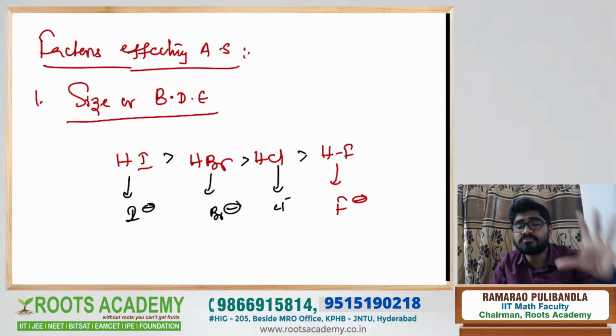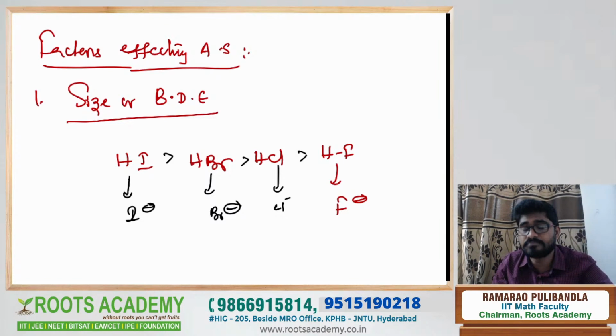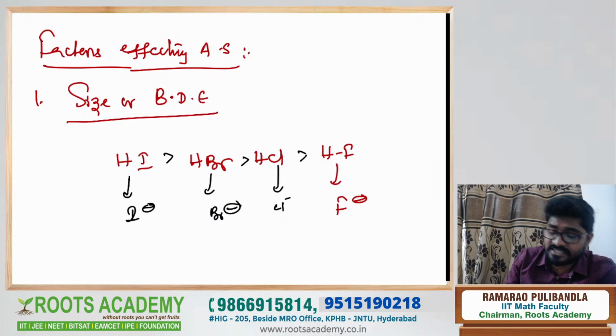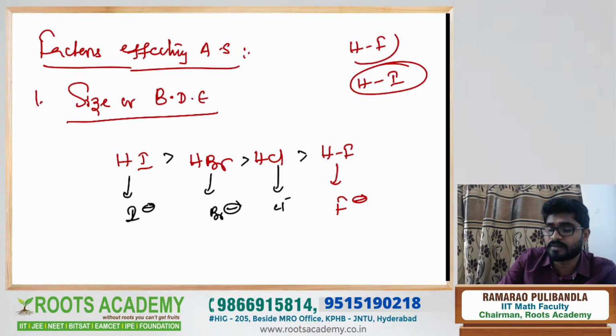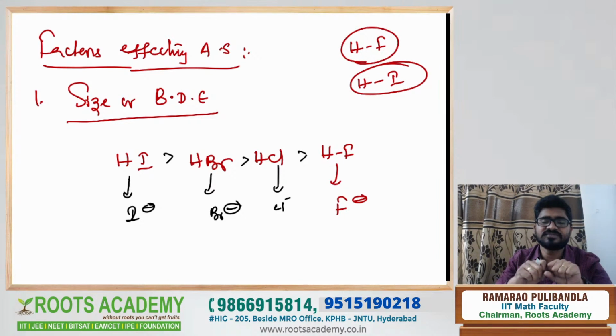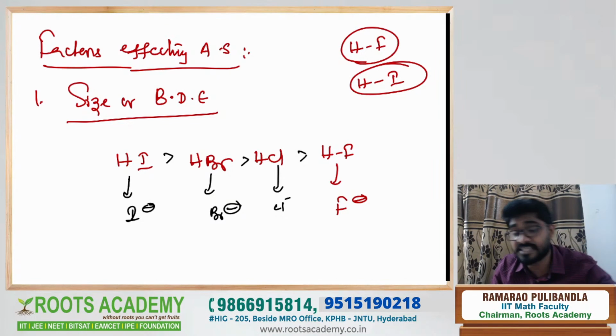When the size is more, that will become less acidic. Sorry, size variation is more. How to take it? HF has similar size, HI has more size variation compared to this one. So if size variation is more, acidic strength is more because the bond strength is less. If size variation is more, we can simply break that bond. Clear for all?